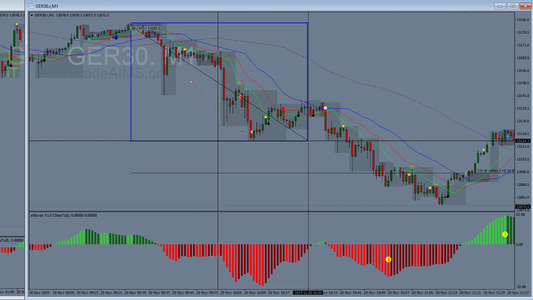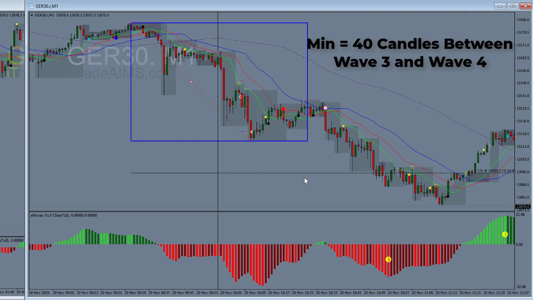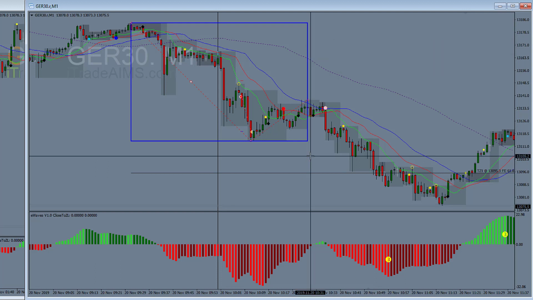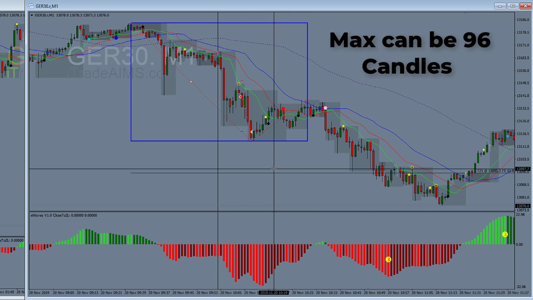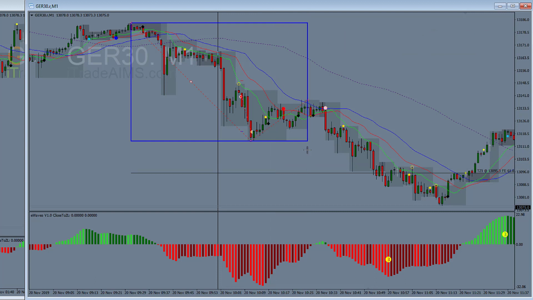So the minimum candles for a setup 1 is 40. 40 total between 3 and 4. So if it's 40, your wave 3 will probably have 30 or 25 candles, and wave 4 will take 10 to 15. It can go all the way to 90 candles, 96 candles. When you have 96, you probably have 60 candles of wave 3 and the rest will be wave 4. But if it's more than that, then the setup 1 pattern goes incorrect. Then you might have a 3, 4 inside it and you won't know. If you don't understand this bit, that's fine.